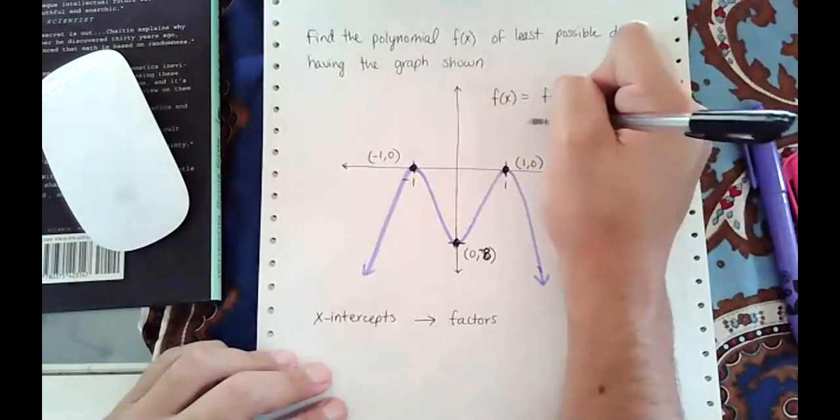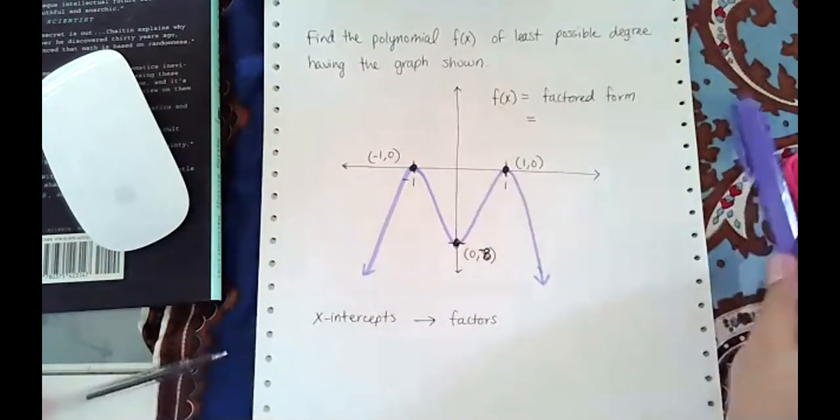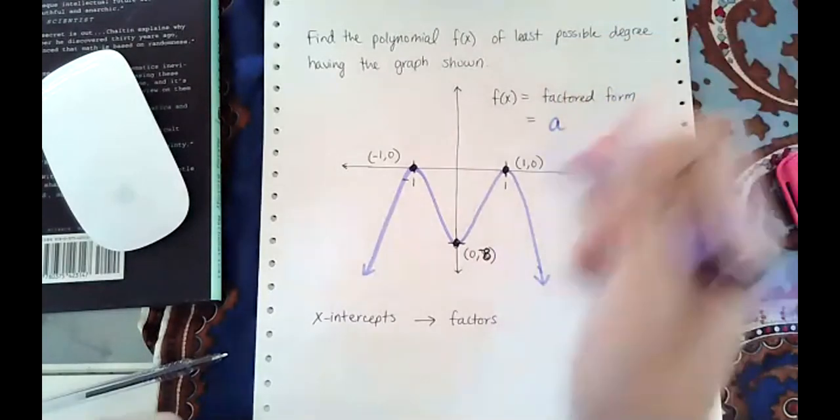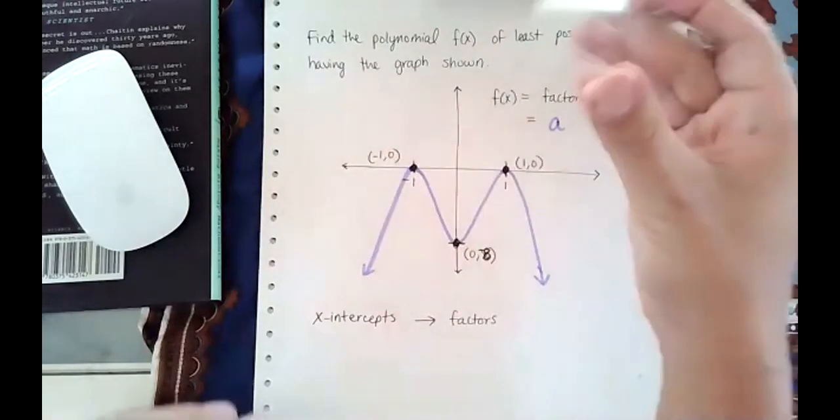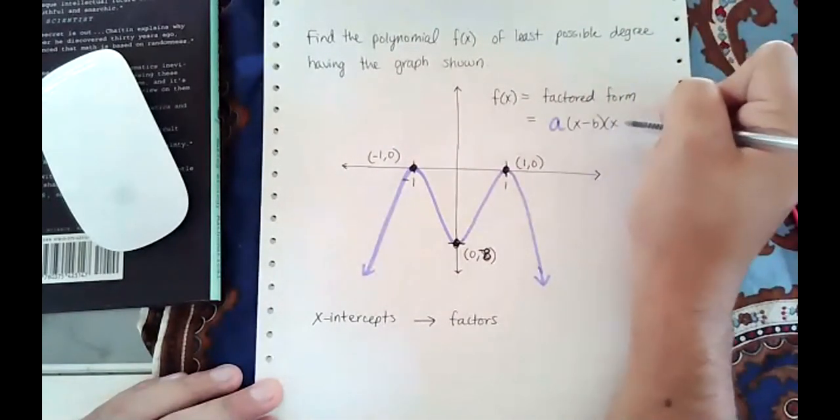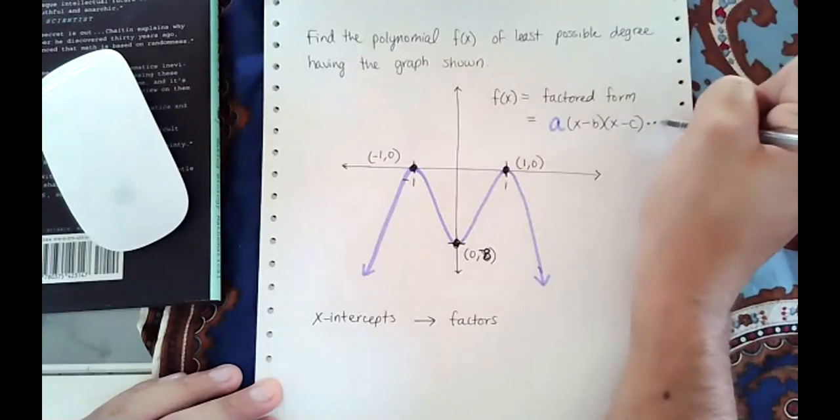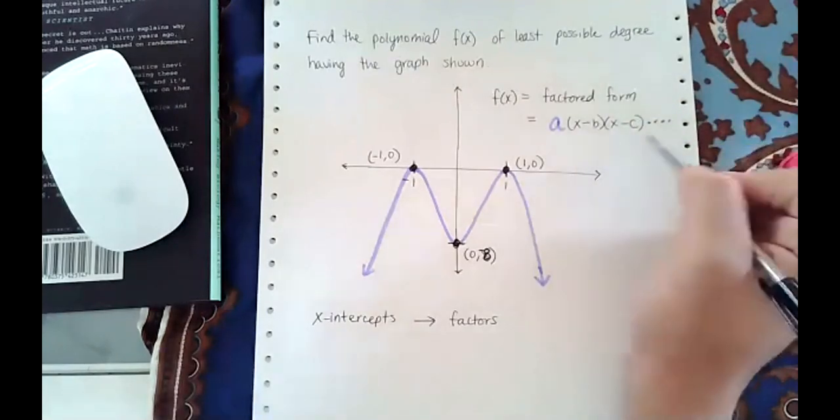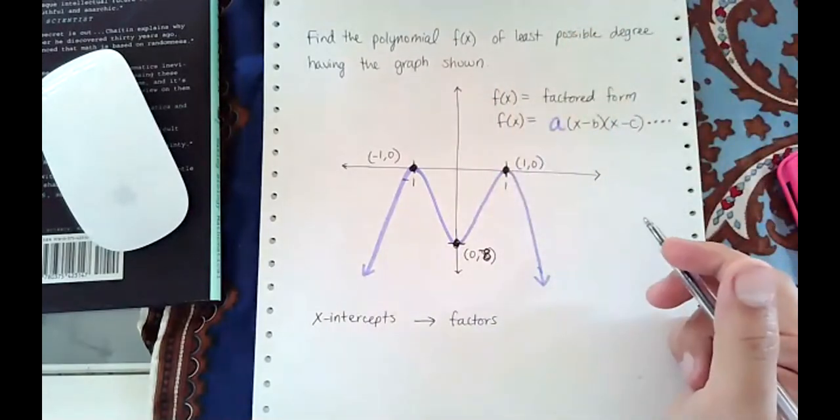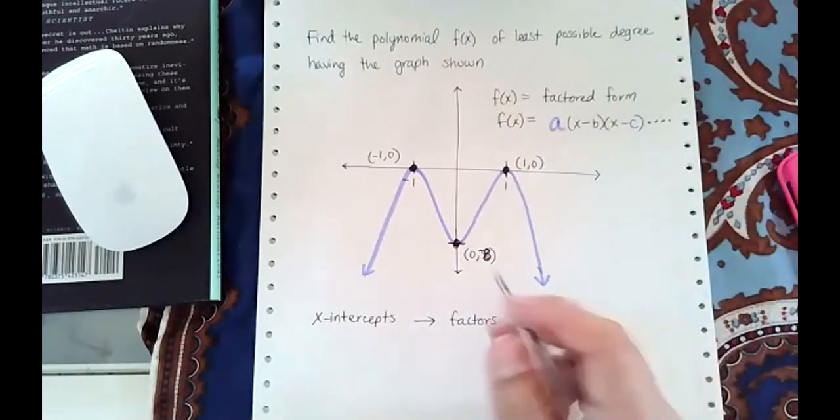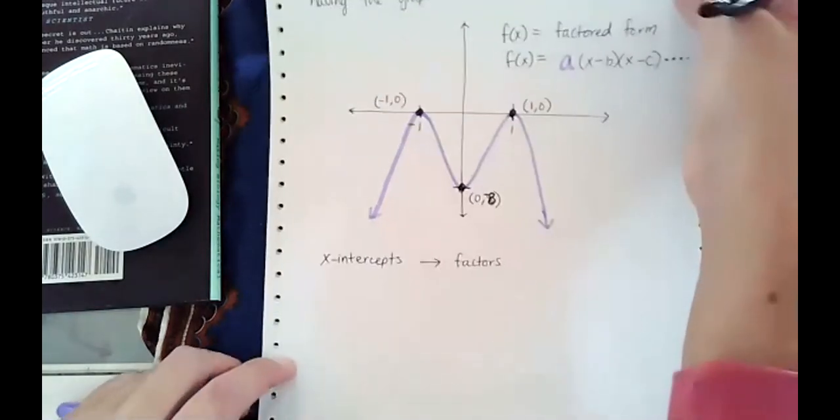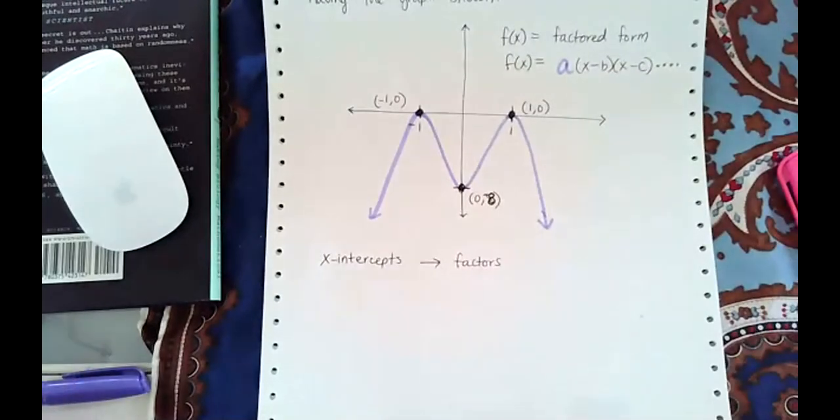And usually when this thing is in factored form, like I said before, you have some coefficient here, and then usually a bunch of factors that are multiplied by each other. Now, I couldn't tell you how many factors. It's going to differ from problem to problem. But the first thing we want to do is find the factors for the polynomial, and then we'll be able to find some of the other stuff for the equation. Okay.